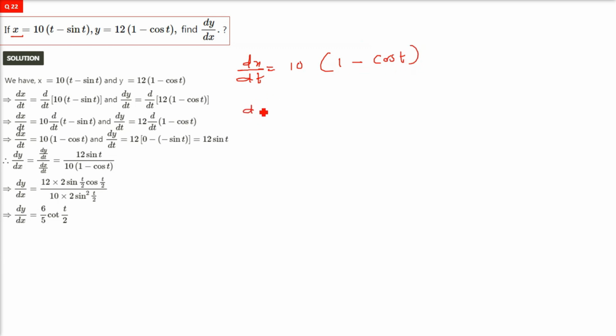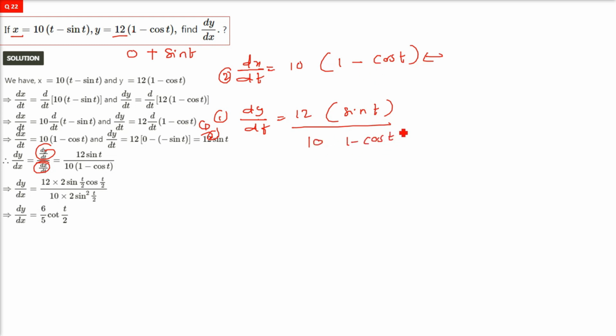dy by dt is equal to 12. 1 is 0. And cos t is minus sin t. So minus minus become plus. So sin t only. And now we'll take dy by dt by dx by dt so that we can get dy by dx. So 1 divided by 2 we have to do. So dy by dx is going to be 12 sin t divided by 10 into 1 minus cos t.